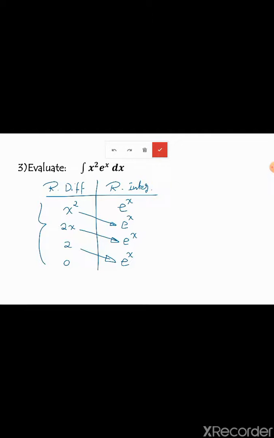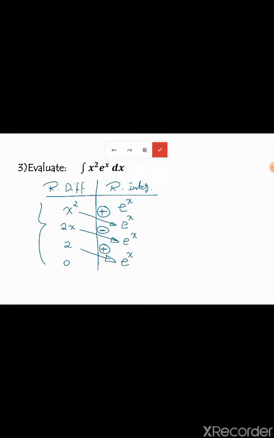And don't forget here to label the arrows with the alternating positive and negative signs, starting with positive and then negative and then again positive. Alternating positive and negative signs, starting always with the positive sign.